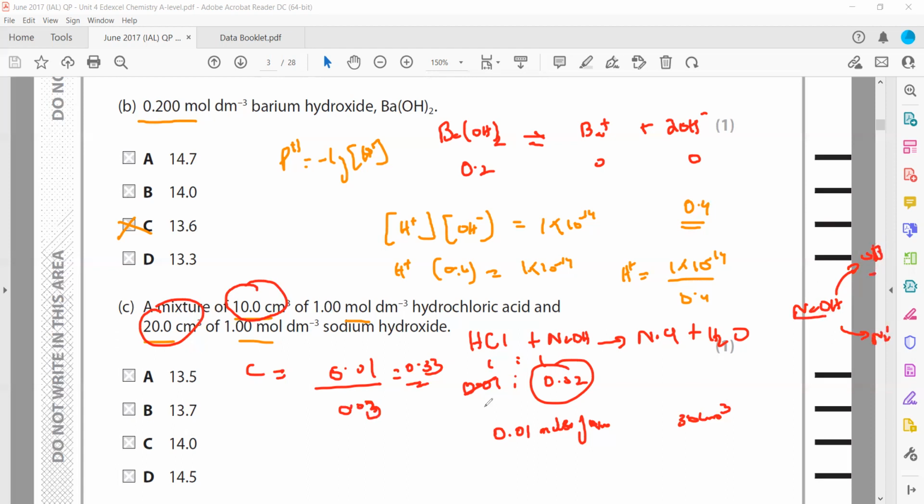So now we have the concentration of hydroxide ion. Again, we'll use the formula that the hydrogen ion concentration times the hydroxide ion concentration is equal to 1 into 10 to the power minus 14. We'll find the hydrogen ion, and using the hydrogen ion, we'll find the pH, which equals minus log of hydrogen ion. When we substitute these values, this will give us the pH of the solution, which will come out as 13.5.